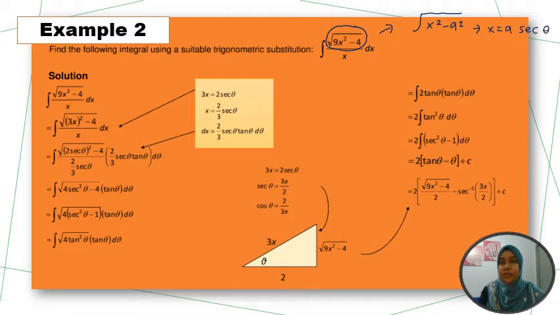Okay, we modify this numerator. So it will have 3x square minus 2 square. So the substitution value is 3x equal to 2 secant theta. Then you will have the value for x equal to 2 over 3 secant theta. Then you have to differentiate this function with respect to theta. So we have dx equal to 2 over 3 times the derivative of secant theta. We will have secant theta tangent theta d theta.